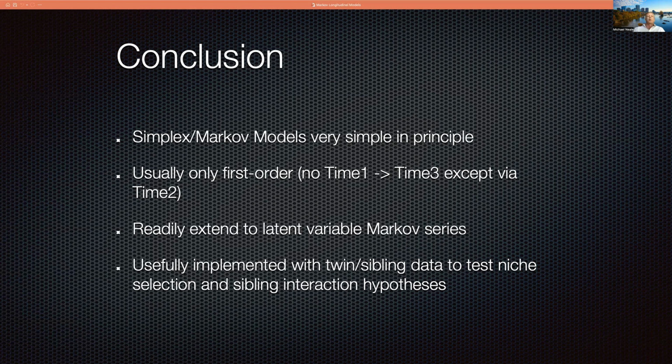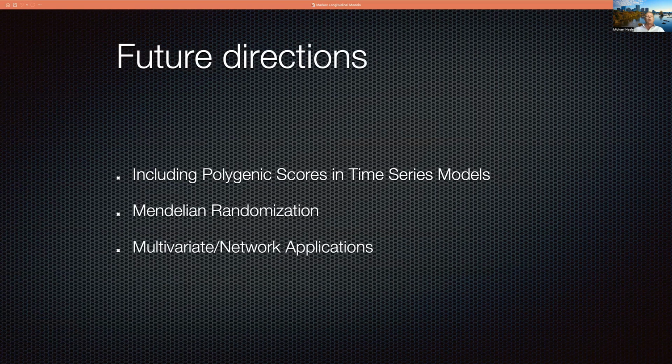Obviously, the Markovian process readily extends to the latent variables, to the A, C, and E in the twin model. And it is usefully, I think, implemented with twin sibling data to test hypotheses about niche selection and sibling interaction. And for future directions, the obvious thing to start thinking about is, okay, so many of the subjects in these studies have been genotyped. It's fairly straightforward to calculate polygenic scores for those individuals, and what kind of role might polygenic scores play in these time series models, and do they help us to discern direction of causation?